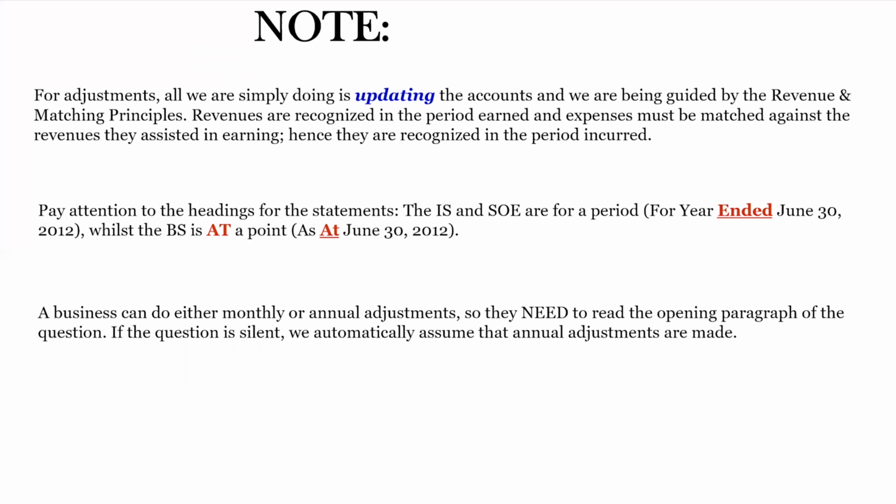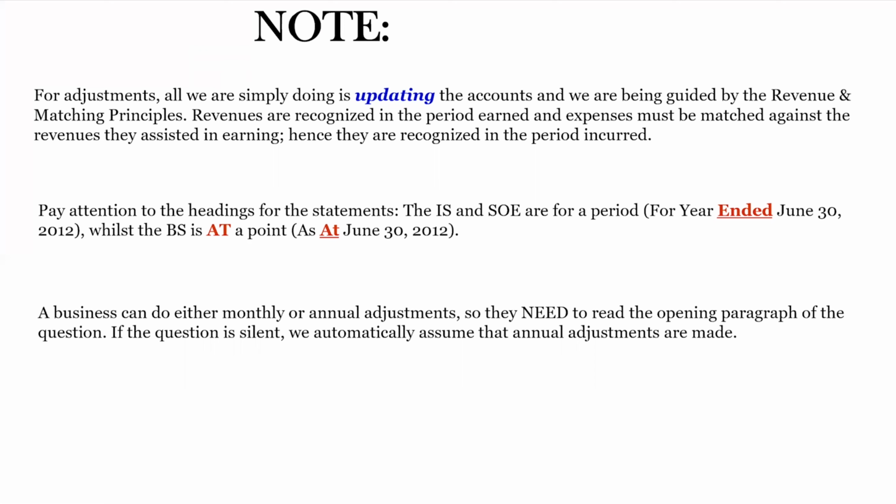Another thing to pay attention to is the headings for your statements. We know that you have to have the name of the company and the statement that you're doing, but also how you record the periods. For your income statement and your statement of owner's equity, it is "for the year ended," and you put the month and date however you want to write it. And for the balance sheet, it is "as at." So income statement and statement of owner's equity: for the period ended, then the date. But for your balance sheet, it is as at, then the date.